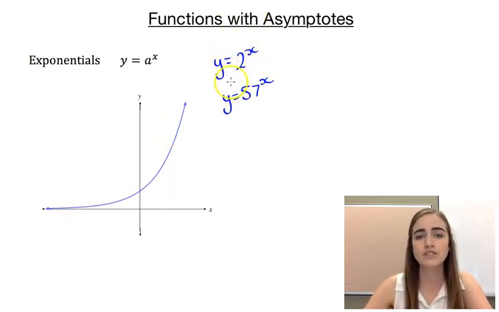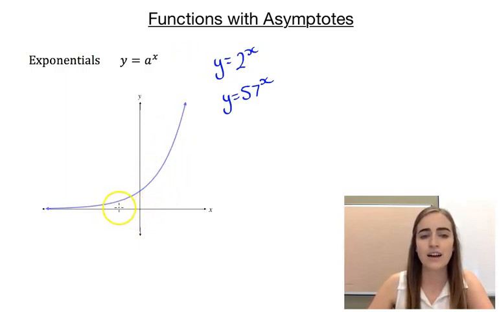So the graph of an exponential with one of these basic equations looks something like this. We can see that as our x values get larger in the positive direction, that graph is getting bigger and bigger, so our y values are increasing. And because that graph is getting steeper as well, it means they're increasing at an increasing rate.